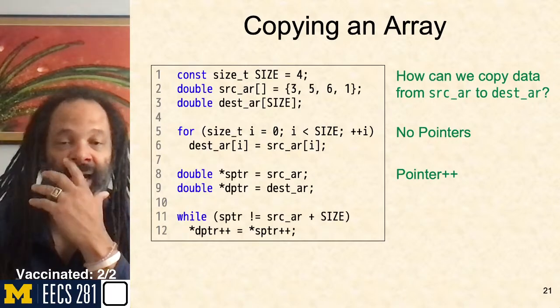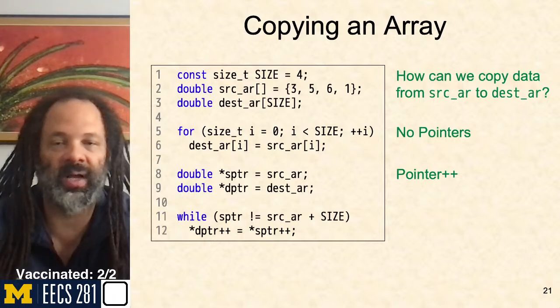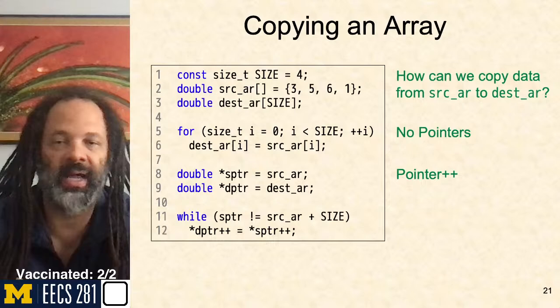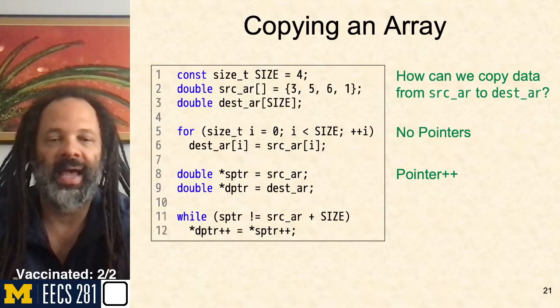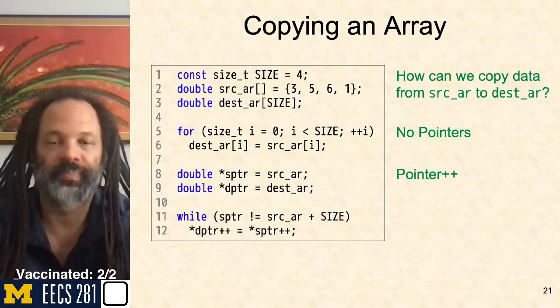This next version, however, uses pointers to get around there. So now I've got 2 pointers, a double pointer, which I call S pointer, which is going to point into my source array, and a double pointer, which I call D pointer, which is pointing into my destination array, and set both of those things equal to the beginning of those 2 arrays. So double pointer S pointer equals source array, double pointer D pointer equals dest array.